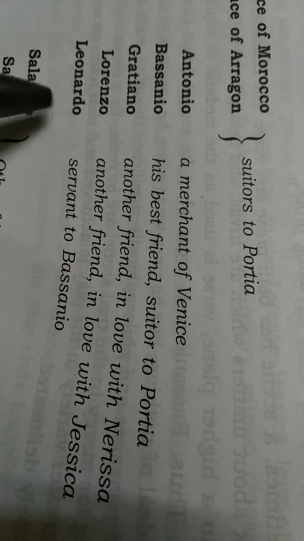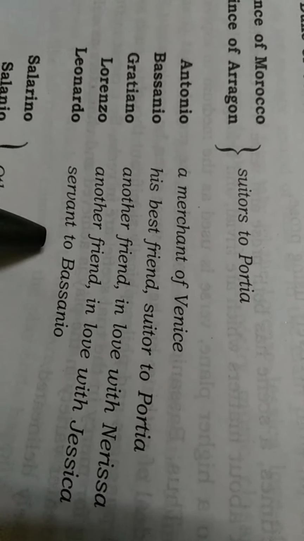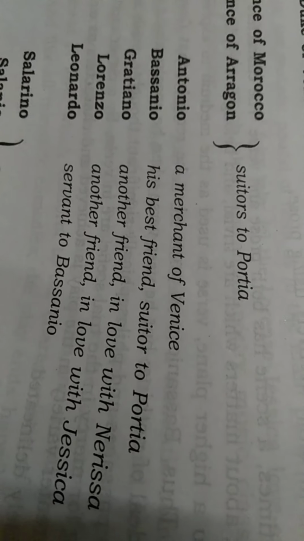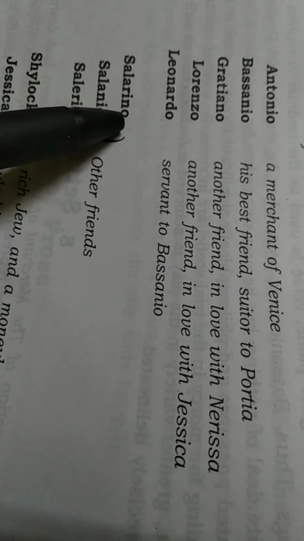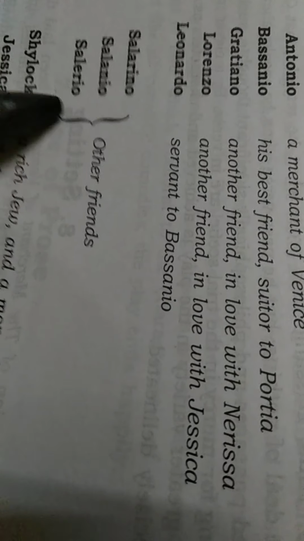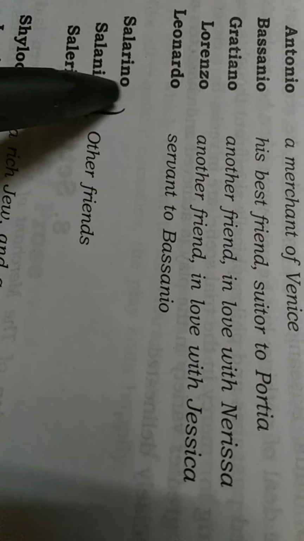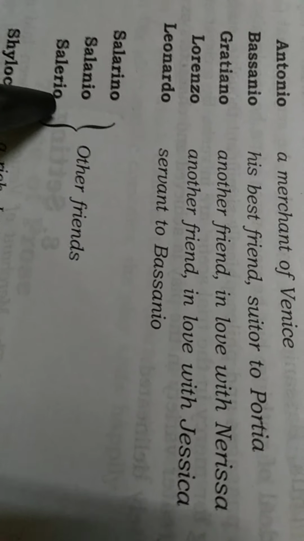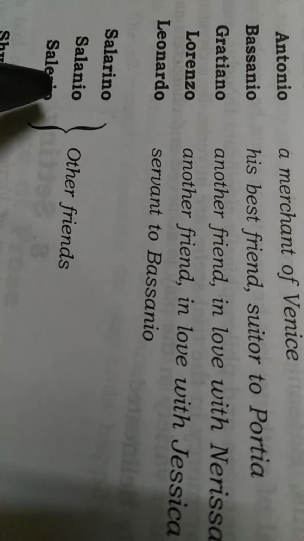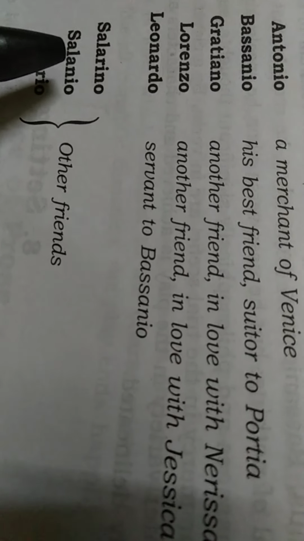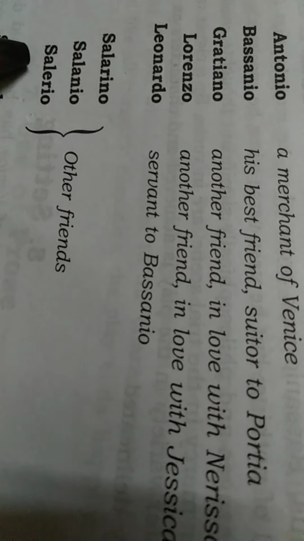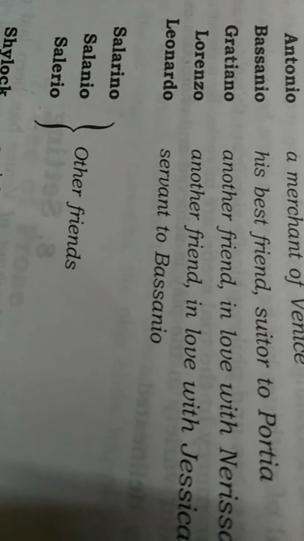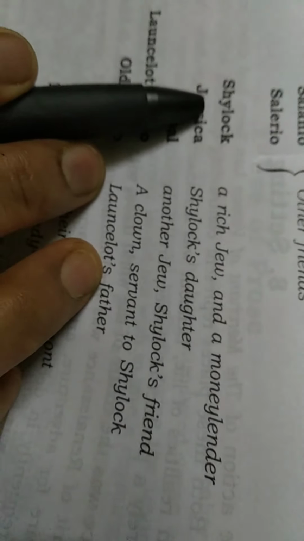He is the servant to Bassanio. The names of the other friends of Antonio and Bassanio are Salerino, Salenio, and Salerio. These names look quite alike, but the pronunciations are different. Look at the pronunciation: Salerino, Salenio, Salerio.